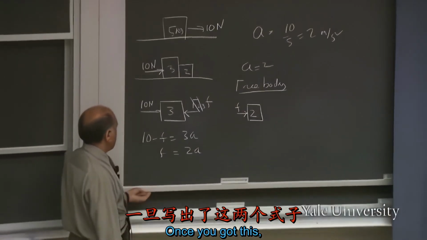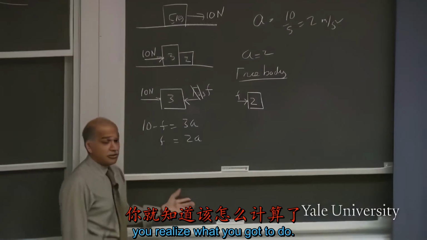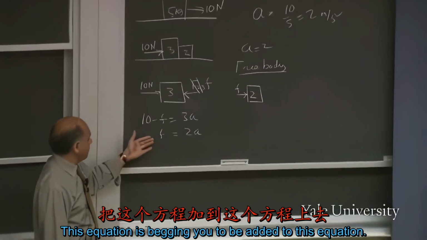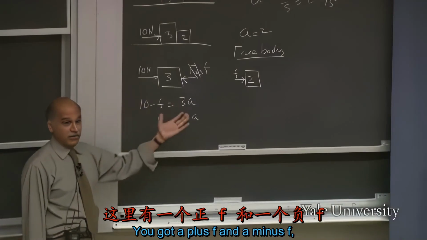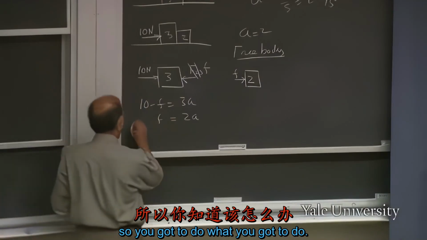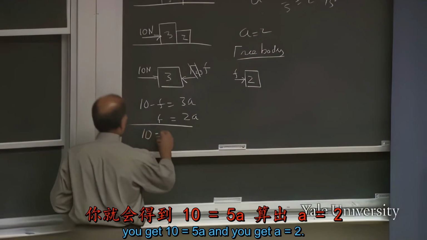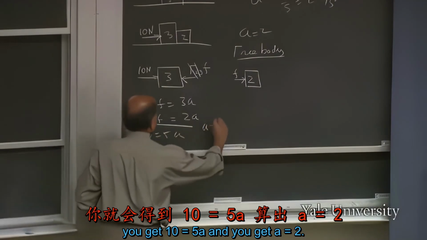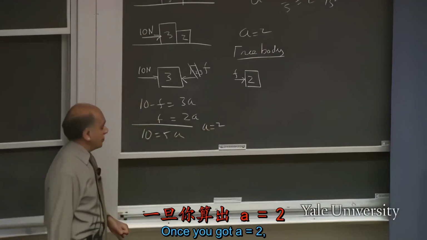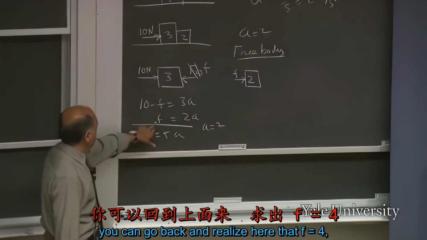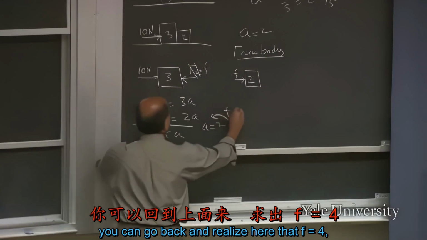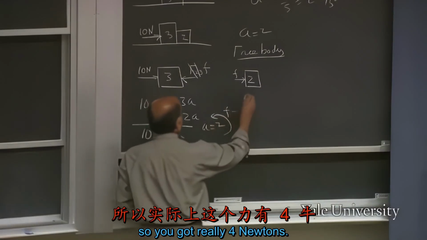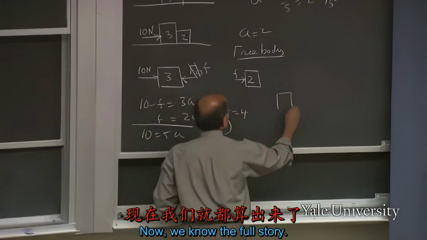So once you got this, you realize what you got to do, right? This equation is begging you to be added to this equation. Right? You got a plus f and a minus f, so you got to do what you got to do. You add the two, you get 10 equals 5a, and you get a equals 2. Once you got a equals 2, you can go back and realize here that f is equal to 4. And so you got really 4 newtons. Now we know the full story.